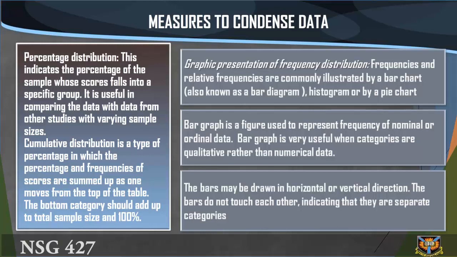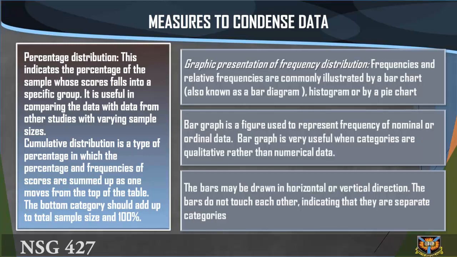Graphic presentation of frequency distribution. Frequencies and relative frequencies are commonly illustrated by a bar chart, also known as a bar diagram, histogram, or a pie chart. Graphic presentations make data more visible. A bar graph is a figure used to represent frequency of nominal or ordinal data. A bar graph is very useful when categories are qualitative rather than numerical data. The bars may be drawn in horizontal or vertical direction.